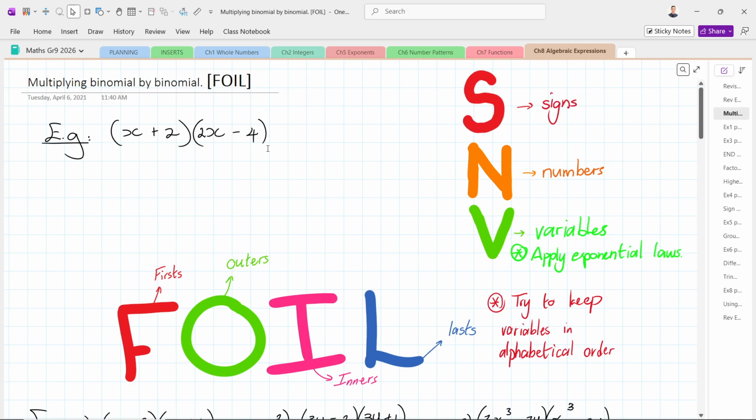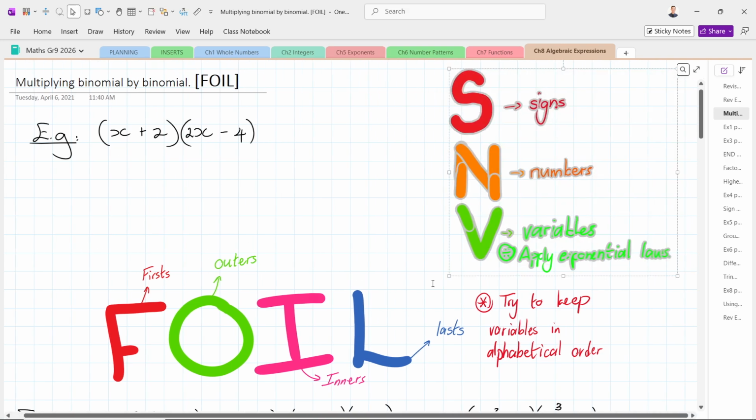So these are two terms that are, well, binomials, both of them, and they are being multiplied together. And we do that in a specific way with an abbreviation called FOIL. And you can see I've written it out here for you, but I'm also reminding you that when you are multiplying things, always signs, numbers, variables, and with the variables we apply our exponential laws. And also I'm just reminding you to try and keep your variables in alphabetical order.